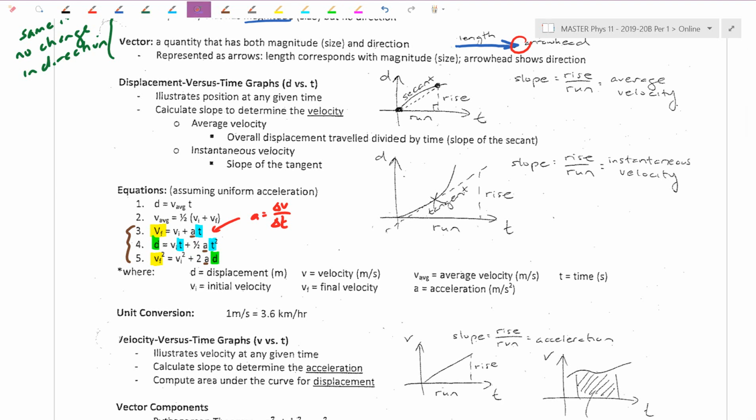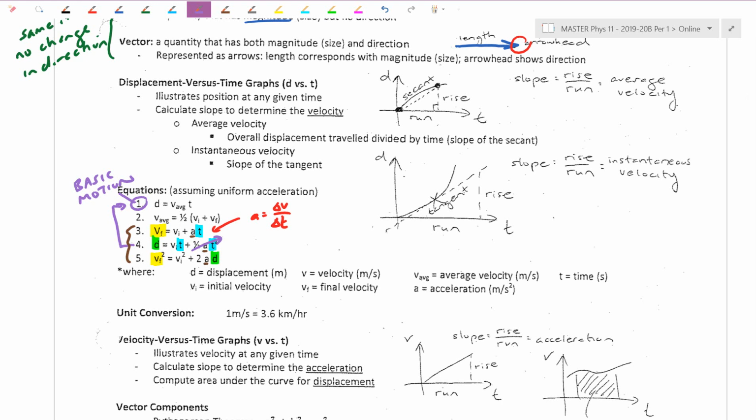Equation number 1 is called the basic motion equation. The reason why it's basic motion is because basic motion implies that there is no acceleration. If there's no acceleration, if you look at equation number 4, when you set a equals 0, that term dies away and we end up with simply displacement is the speed times time.